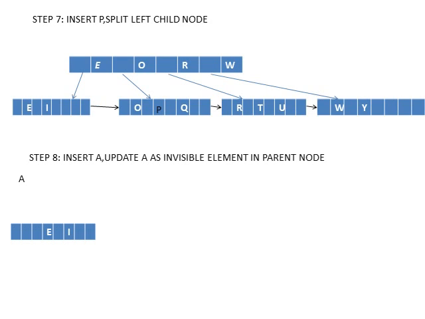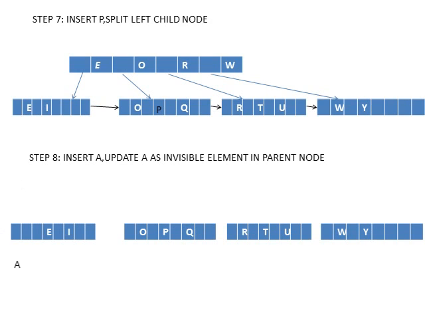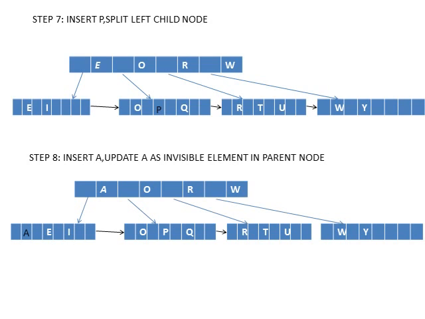Next element is A. So here again, no need to split the nodes. We can insert A into the first node itself. Here we see A coming into the node. Now A becomes the invisible element as it is the lowest element in the first child node. Again the branches.